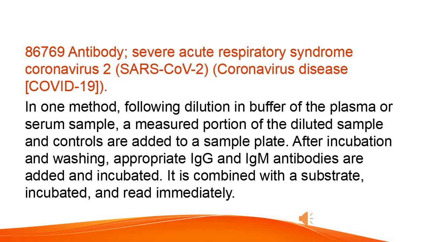Antibody, severe acute respiratory syndrome coronavirus 2, SARS-CoV-2, coronavirus disease COVID-19. In one method, following dilution in buffer of the plasma or serum sample, a measured portion of the diluted sample and controls are added to a sample plate. After incubation and washing, appropriate IgG and IgM antibodies are added and incubated. It is combined with a substrate, incubated, and read immediately.